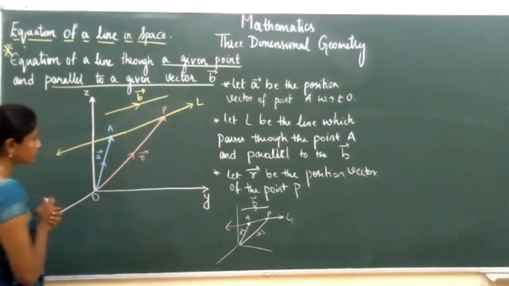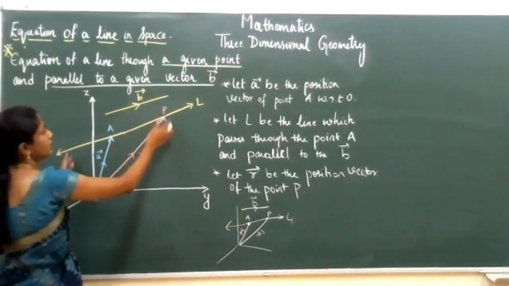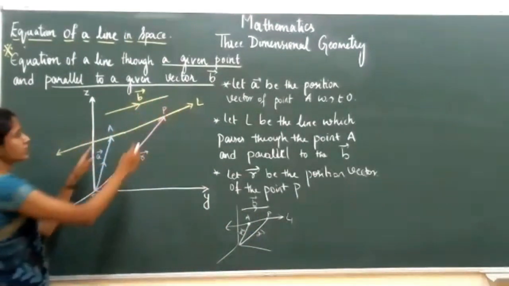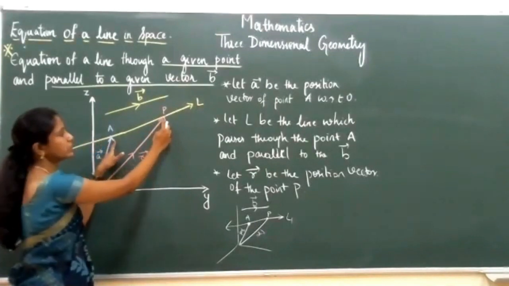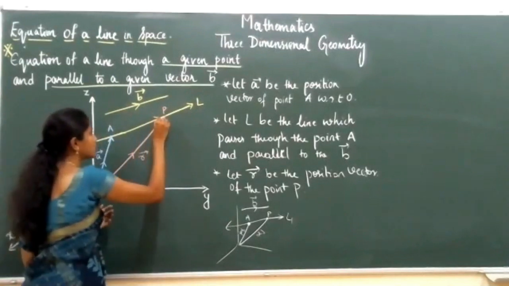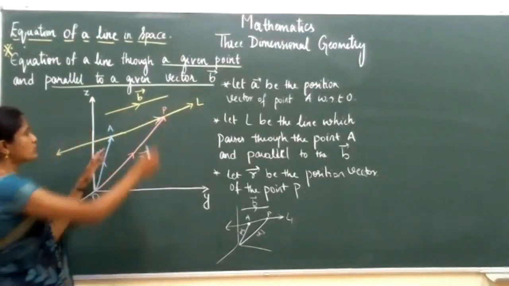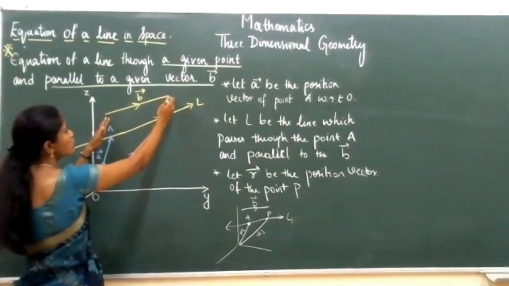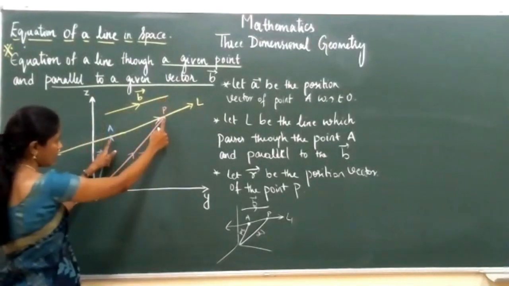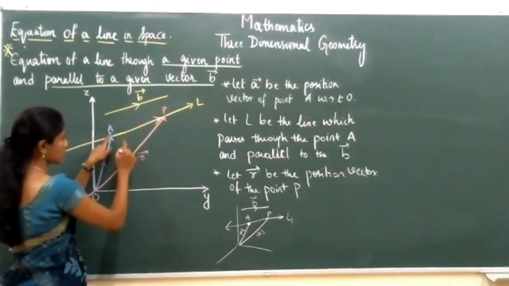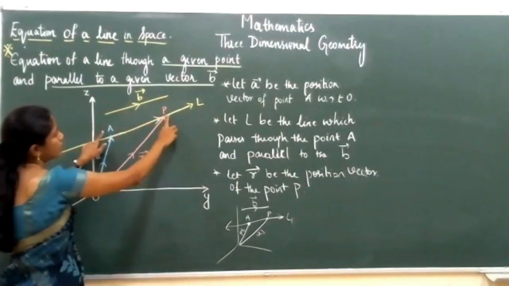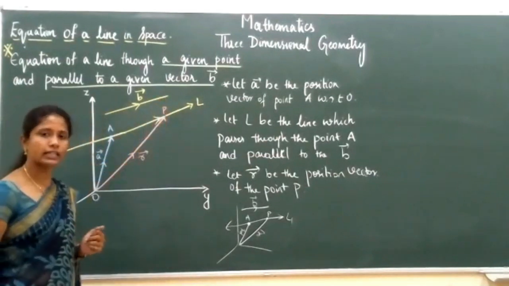Now if you see here, the line L is parallel to vector b. So the vector AP, which I am directing in the direction of vector b, is also parallel to vector b. The initial point of vector AP is A and the terminal point is P. The vector AP is parallel to vector b.